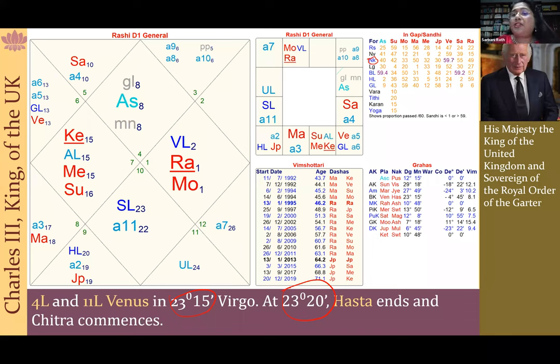So in NK's Nakshatra table, you see the number which is written in purple and I see this is Venus. Then I come down to the data and I see Venus is in Hasta in 23 degrees, 15 minutes. Then I know that Hasta ends at 23 degrees, 20 minutes. So by 5 minutes, it's in that Nakshatra Sandhi. So that's the way you get it.